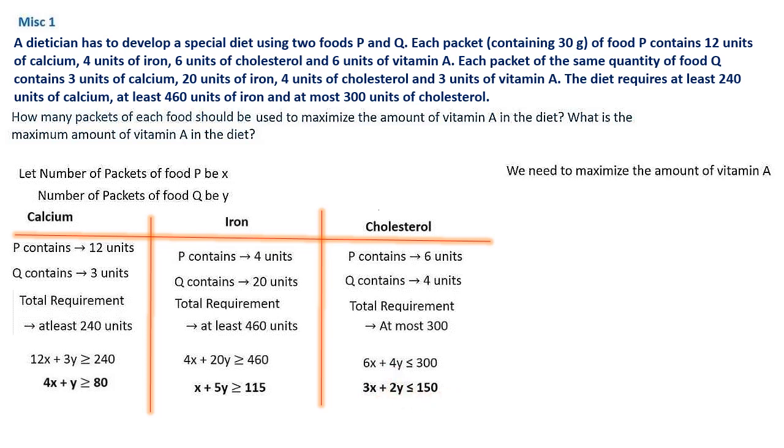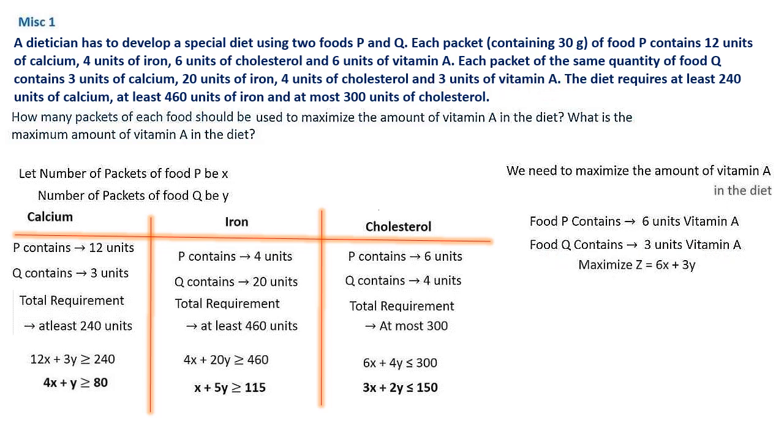Then we have to go for what we have to maximize. We need to maximize the amount of vitamin A in the diet. Food P contains, that we kept aside earlier, 6 units of vitamin A, and food Q contains 3 units of vitamin A. So let's write the equation: Z is equal to 6 into x plus 3 into y. So maximize Z equal to 6x plus 3y.